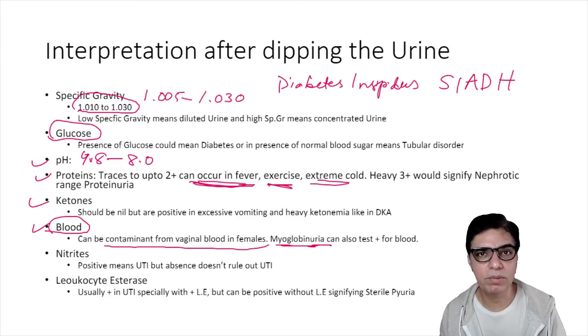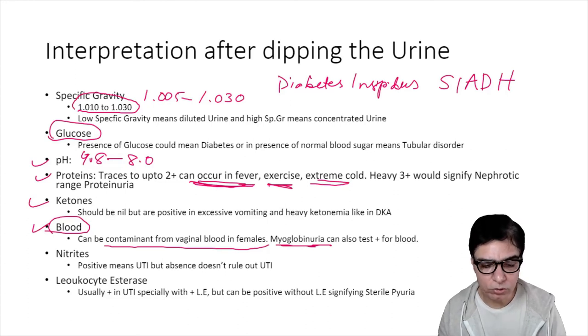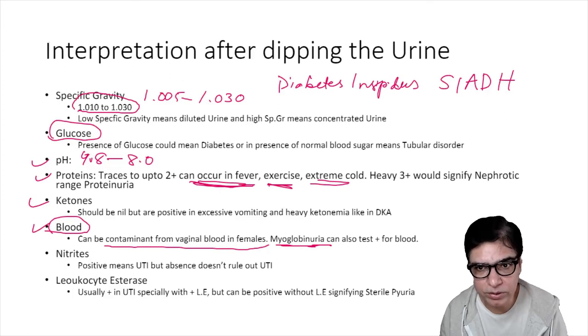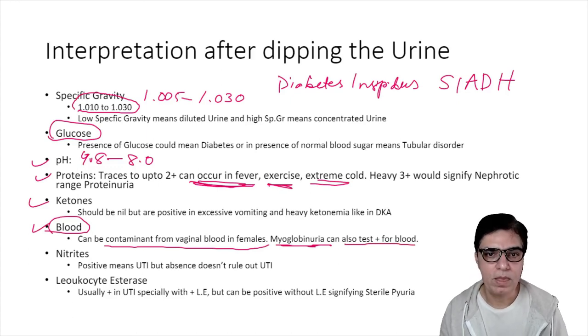If somebody has got blood positive, then you need to do a proper urinalysis with microscopy, so that the cells are examined under the microscope to see whether these are RBCs or not. If there are RBCs, this is proper blood. If there are no RBCs, then it's probably something else like myoglobin. So if blood is positive, you have to do urinalysis with microscopy.